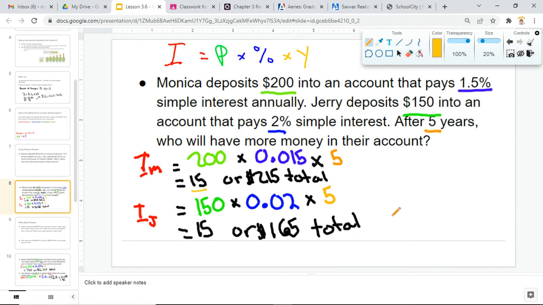Now I have to ask myself, is it $15? Is that all she's going to have in her bank account? Well, no, that's how much money she's earned from interest. So the way we find out how much total money she has in her bank account is we add that to her principal, so we get 200 plus 15 is equal to 215.